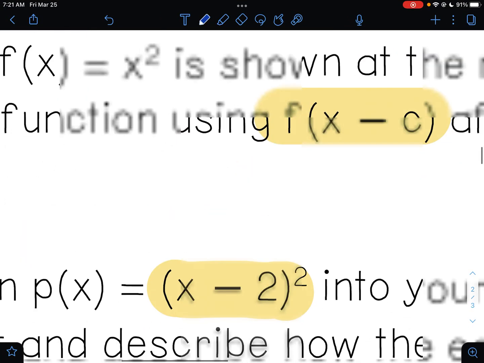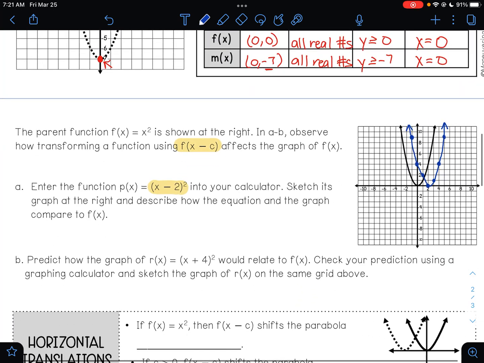Okay, so now let's just go back to this real quick. Super zoomed in. So, how did it change? Well, it looks like it moved to the right 2. So, when we subtract 2 from the input, from the inside, it's going to move to the right 2 units. So let's say moved right 2 units. Okay, so when there's subtraction, it moves to the right.